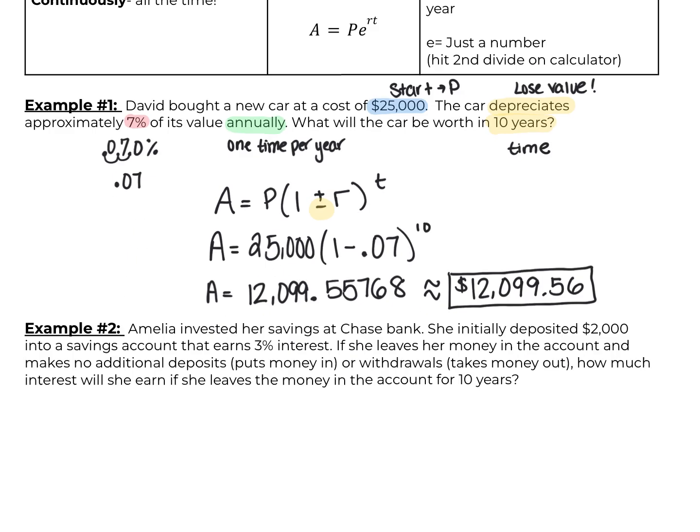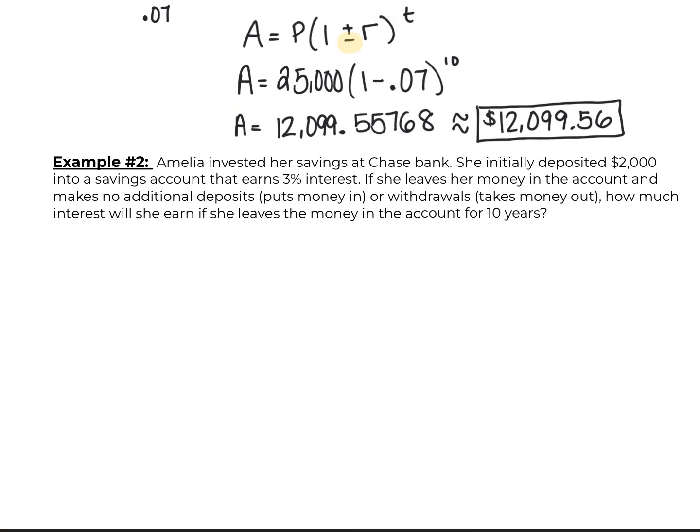All right, so let's take a look at example number 2. So it says, Amelia invested her savings at Chase Bank. She initially deposited $2,000. So initially means the starting value. So my starting value, P, is equal to 2,000, right? Initially, initial is my start. She put $2,000 into a savings account that earns 3% interest. So this 3% is my rate.